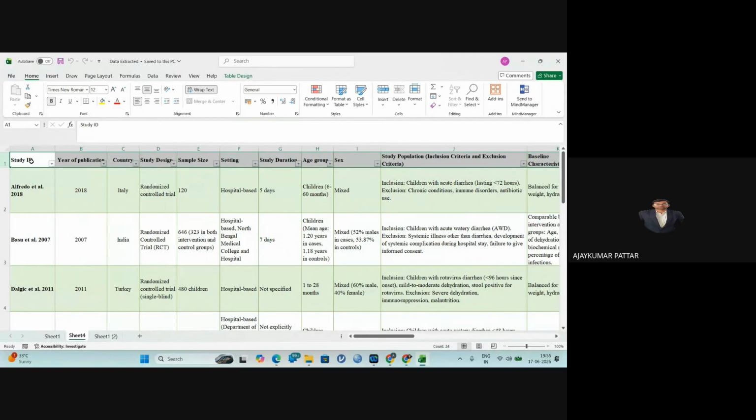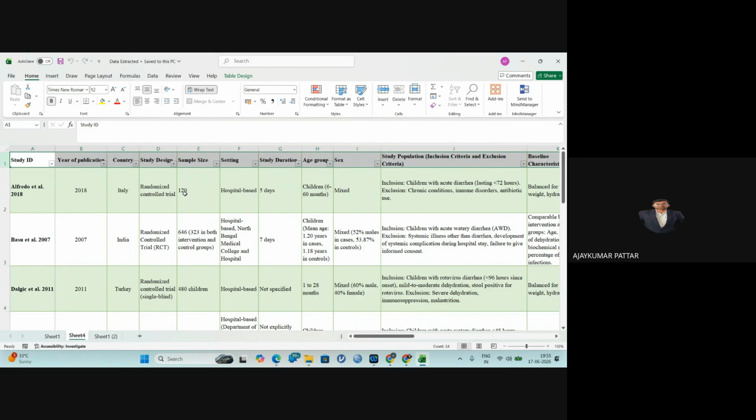For example, first we want the study ID. In the study ID, what will be there? The first author's initial name and year of publication. Then the second column, year of publication. Then country: the country in which the study was conducted, we have to mention. Then study design. In the paper they will mention the study design, whether it is a randomized control trial or a single-arm study, so we have to read and mention it here. For this particular paper, we have to open the PDF, then enter this information one by one. Total sample size: how much sample size have they mentioned?